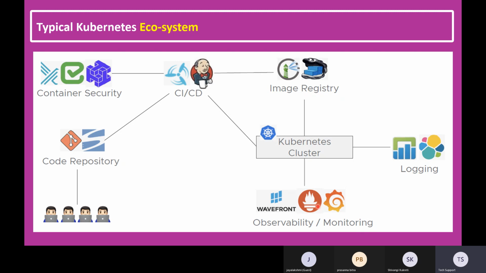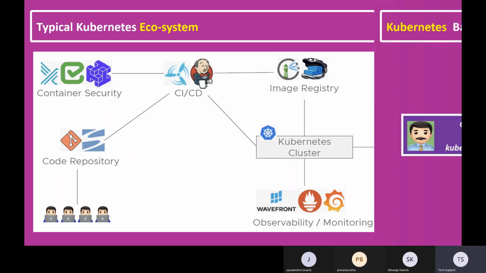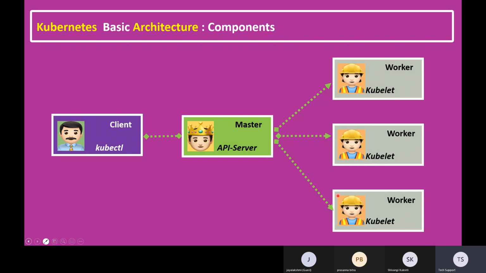Now we'll talk about the Kubernetes basic architecture components. Again, I'm comparing with our vSphere cluster just for easy understanding. In our vSphere cluster, if you remember, when you enable HA, within our ESXi hosts it will configure one master, and the remaining three will act like secondary hosts.